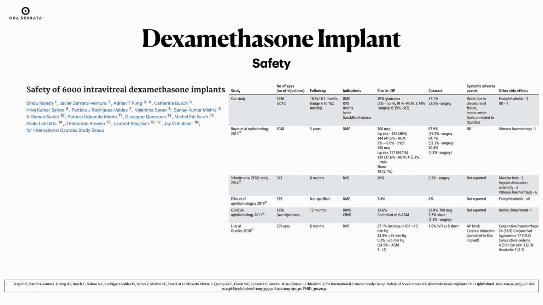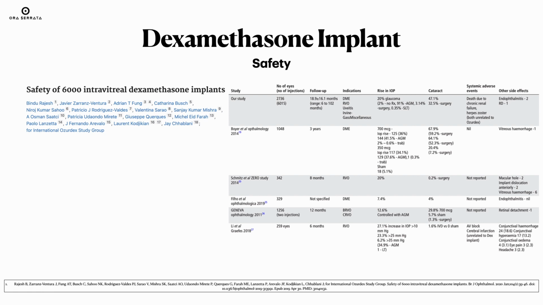So another study was performed in which they studied the safety after giving 6,000 intravitreal dexamethasone implants, and in this they found that the rise in intraocular pressure was present in 20% of the cases. However, in 27.1% of the cases, the increase in IOP was more than 10 mmHg from the baseline. In only 23.3%, the rise in IOP was more than 25 mmHg, and in a very few, 6.2% cases, the rise in IOP was more than 35 mmHg.